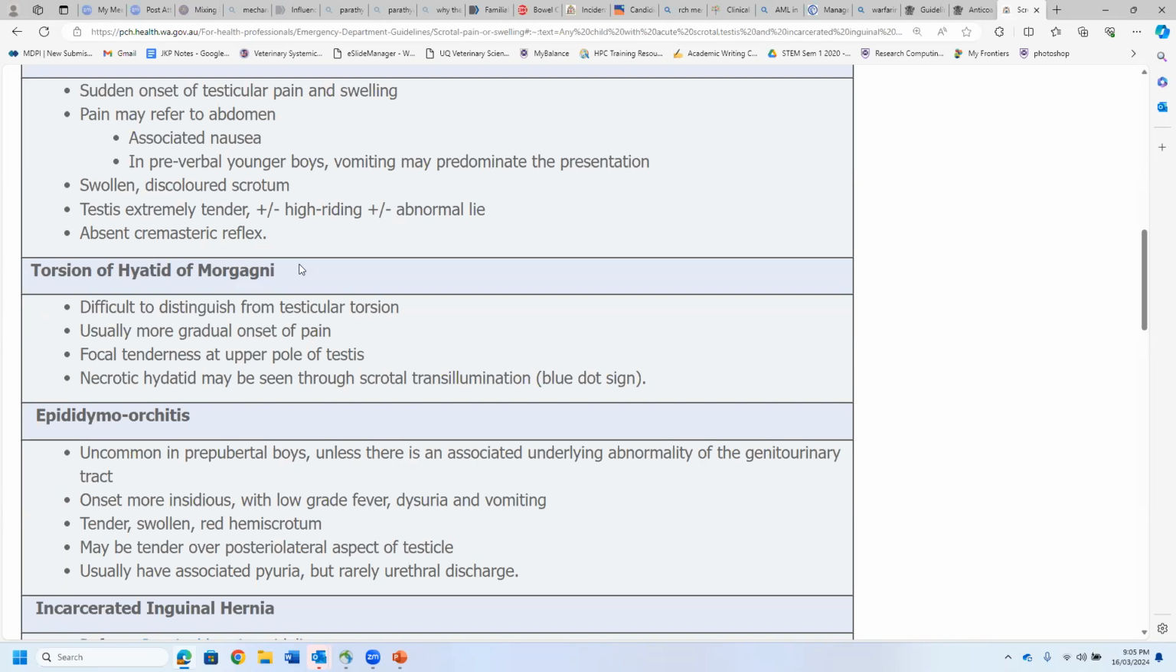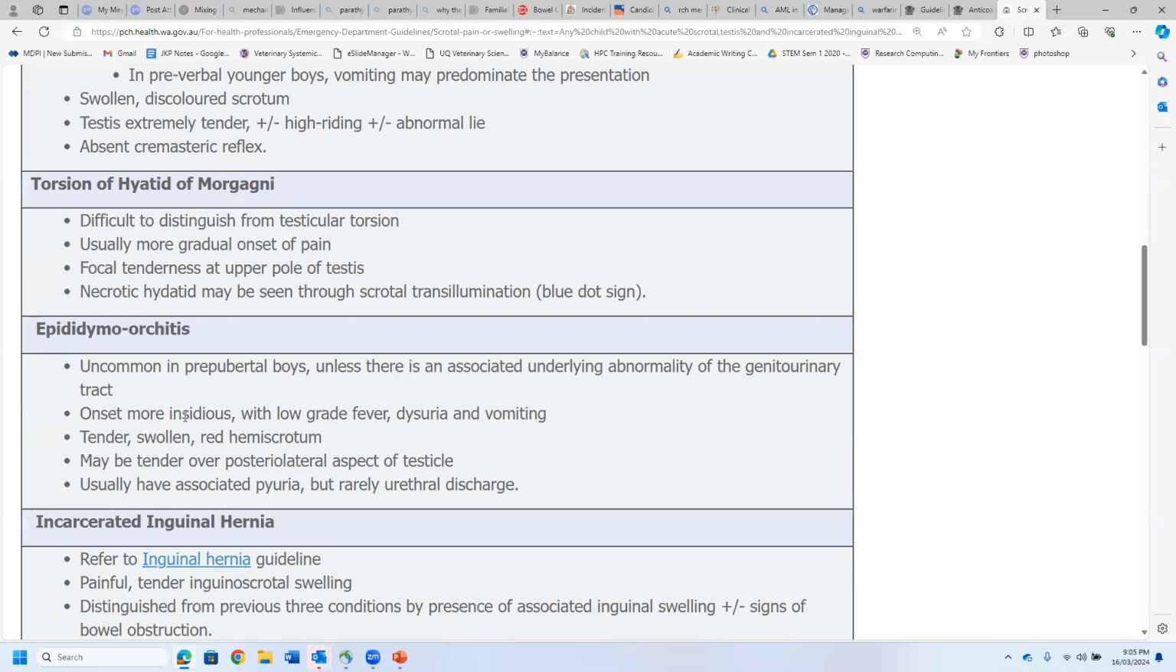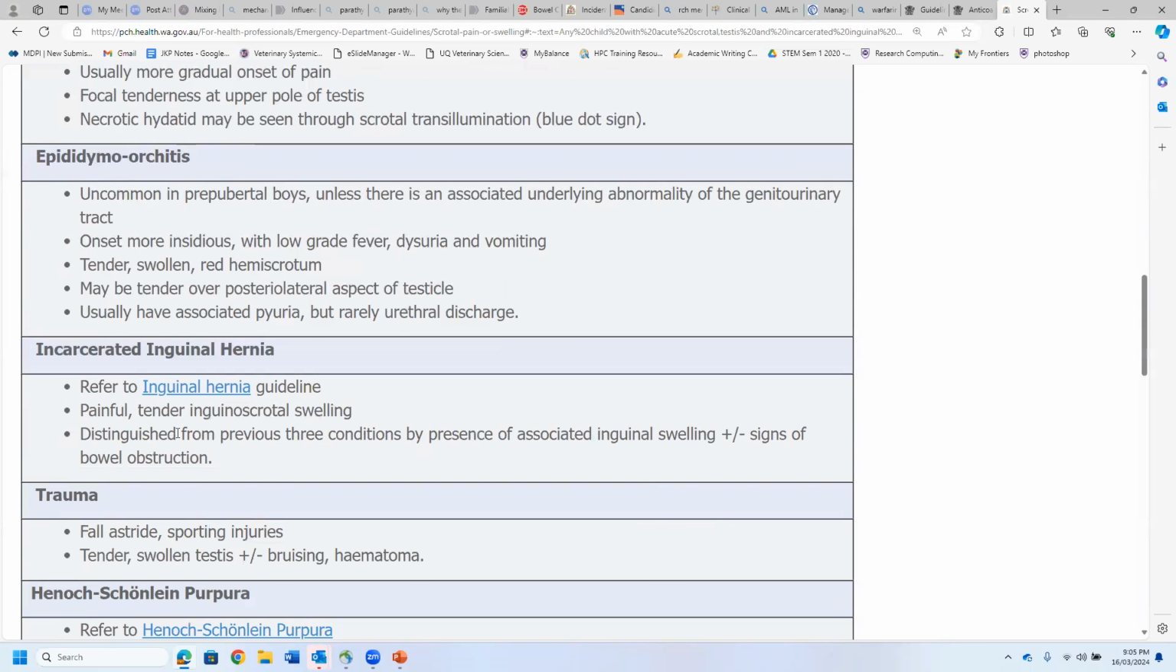Torsion of the hydatid of Morgagni is difficult to distinguish, but you can do a transillumination test, which we usually don't do. We just take the patient to the theater. Epididymo-orchitis is very uncommon in young boys, common in pubertal boys. Low-grade fever, dysuria, vomiting, very tender, swollen, red-colored testes. You can feel the thickened epididymal cord. Usually have pyuria.